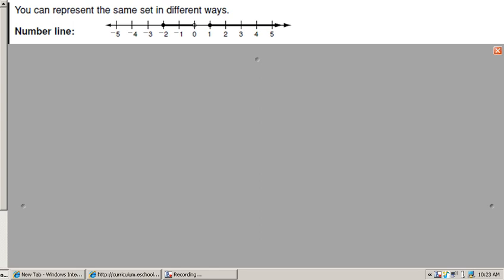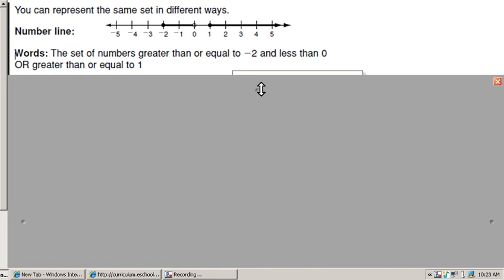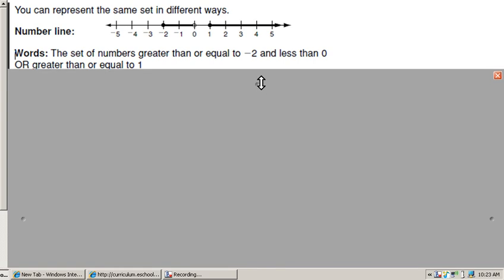So I'm looking at this number line. It says you can represent the same set of numbers in different ways. So here we have a number line representing a set of numbers. One way you can represent that obviously is in words. So we can write this as the set of numbers greater than or equal to -2 and less than 0, or greater than or equal to 1.